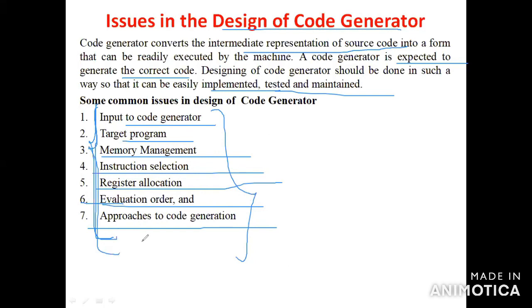In a big Part B question, where you are asked to explain, describe or elaborate the issues in the design of the code generator, you first write the definition of the issues in the design of the code generator, then list out the issues, and for each and every issue write a definition along with an example. This is also one type of Part B question. So under this heading, there is one Part A question and one Part B question. For the Part A question, just list the 7 issues. For the explanation, write all 7 issues and define each one.